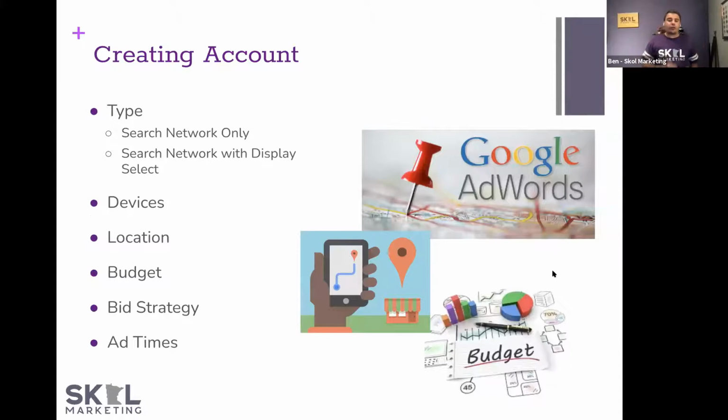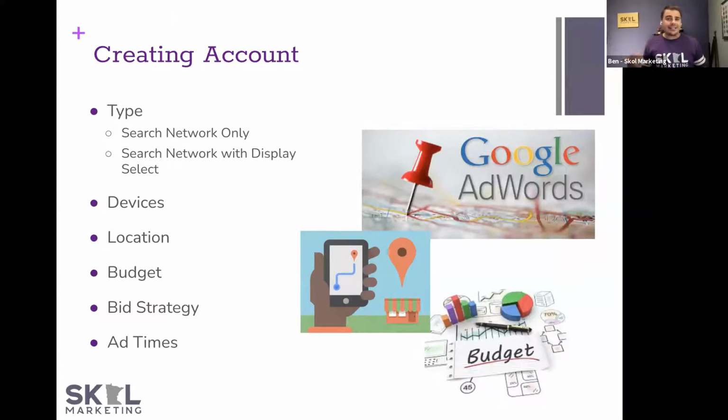Okay, so when we start creating an account, there are a couple of things to note. When you create a Google AdWords/Google Ads account, there are 2 different types of accounts you can create: a search network only, or a search network with display select. The big difference is that search network only will really only go on to google.com. You'll only be able to see it there.